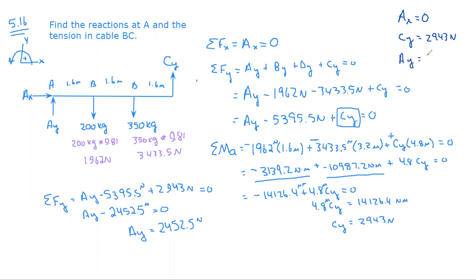AY is equal to 2,452.5 newtons. I'm going to indicate that that's in the up direction, and that CY is in the up direction. So that is our final answer for problem 5.16.